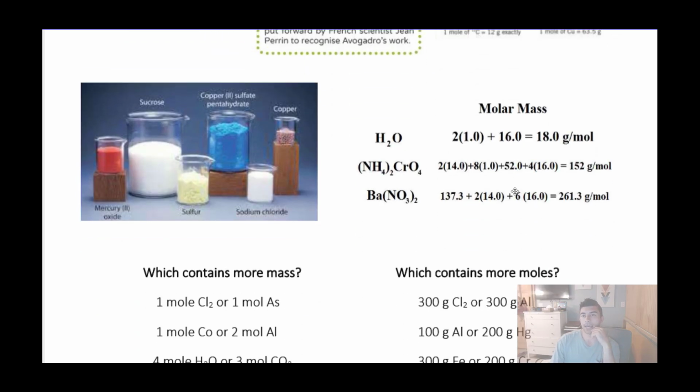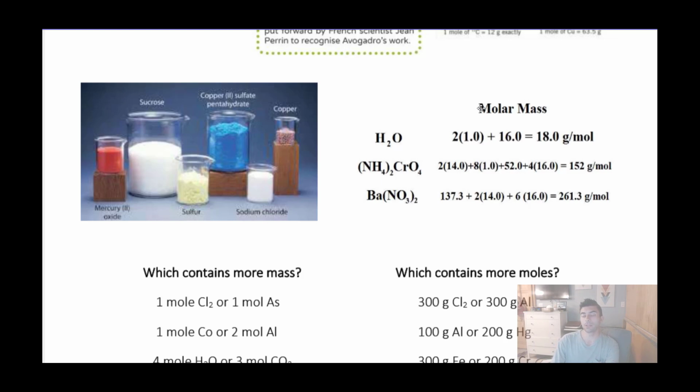We looked at the molar mass of substances. The molar mass is a value that tells me, for 1 mole of a substance, what the mass of that mole is in grams. So if I had 602 sextillion water molecules, what would the mass in grams be? Or 602 sextillion ammonium chromate units, what would the mass be? Or 602 sextillion barium nitrate units, what would the mass in grams be?